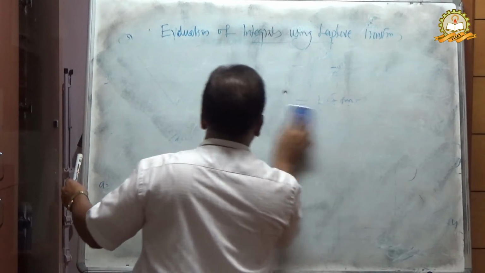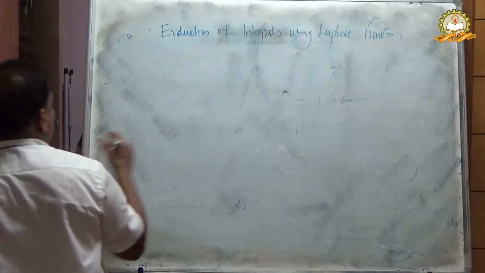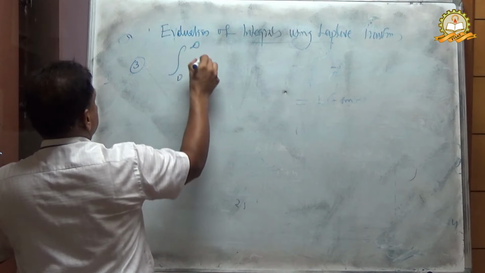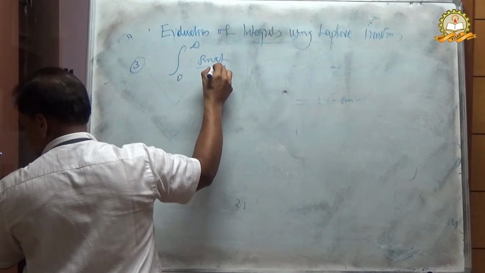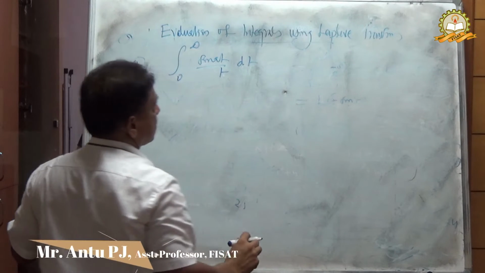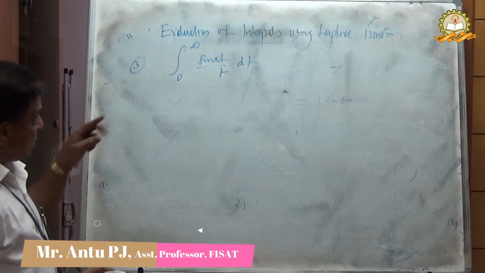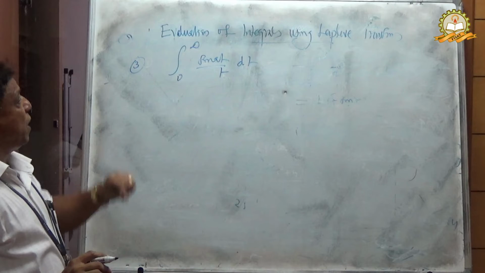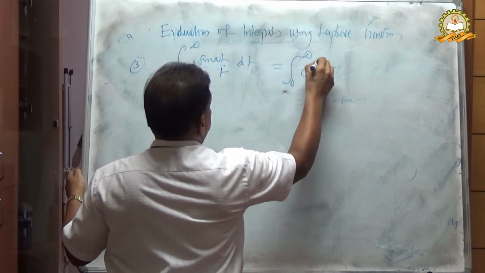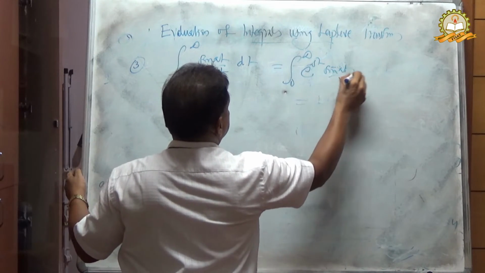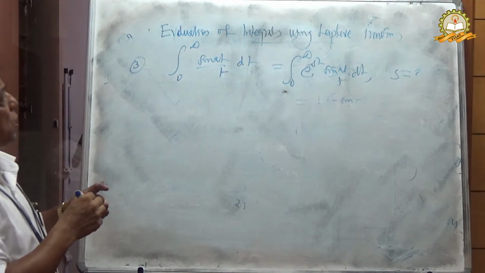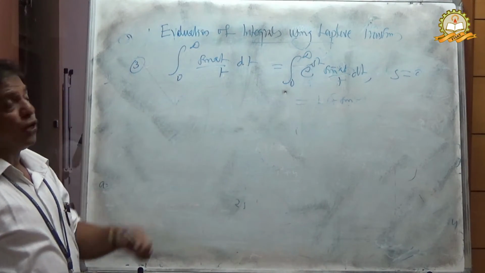The next problem, we can do one more problem. Using the Laplace transform technique, evaluate the integral from 0 to infinity of sin at by t dt. Here we have to evaluate the function sin at by t. Here, the integral from 0 to infinity of e raised to minus st sin at by t dt, put s equal to 0. When we put s equal to 0, we get sin at by t. This is the definition of the Laplace transform.